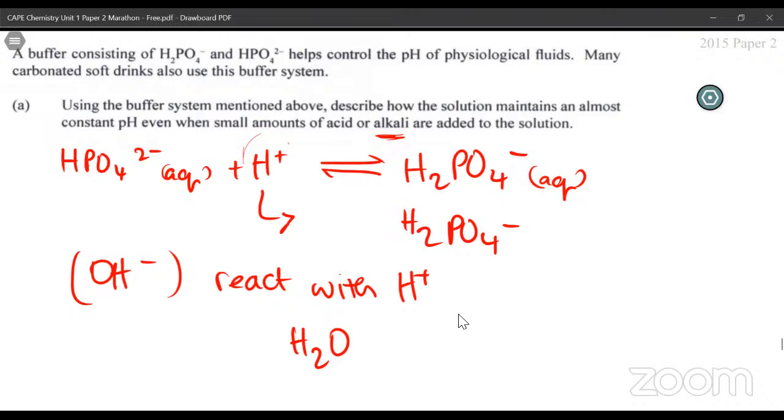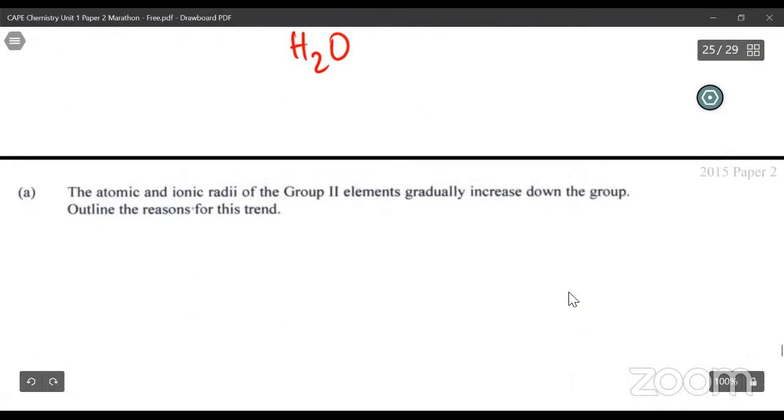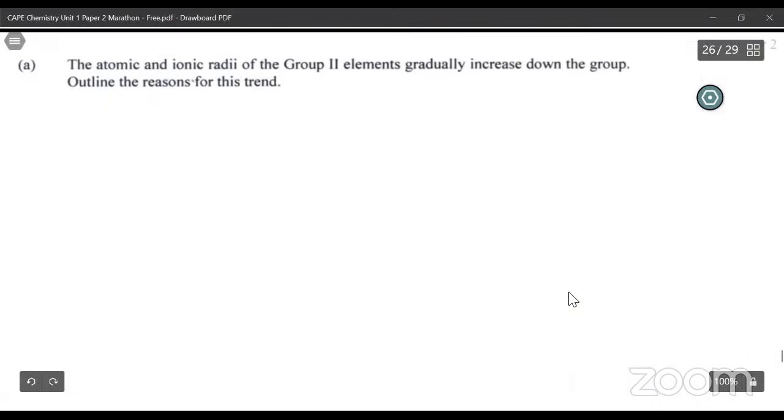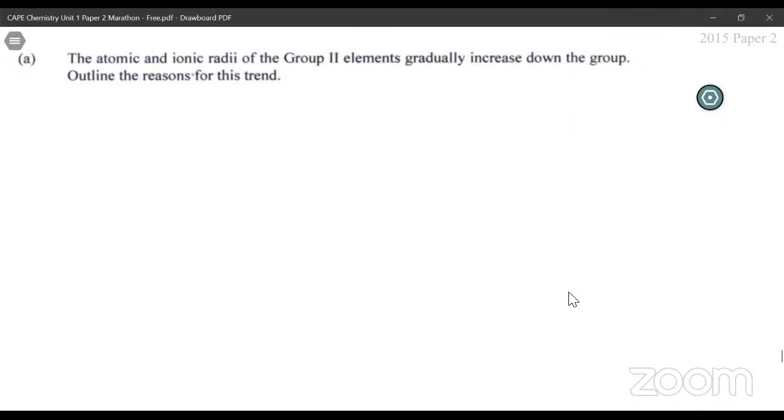All right, so that's basically what would happen. If you just explain all of this, it will be totally fine and you get your marks. All right, now group two. And here we go.